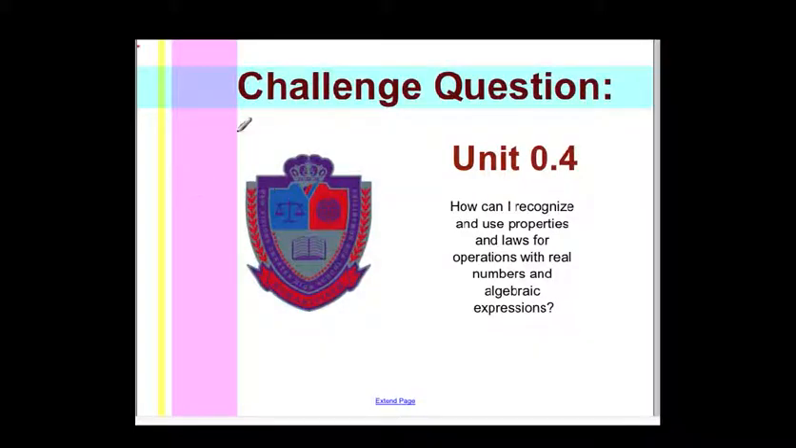Hey guys, welcome to your last unit for your review session. Today we're going to talk about how do we factor and then how do we recognize and use properties and laws of operations with real numbers.